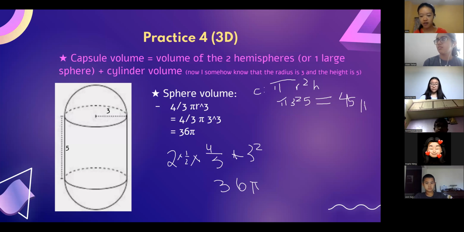So now our last step is to sum them together. What's the total volume of this pill capsule? Yep, it would just be 81 pi. So that would be our answer.